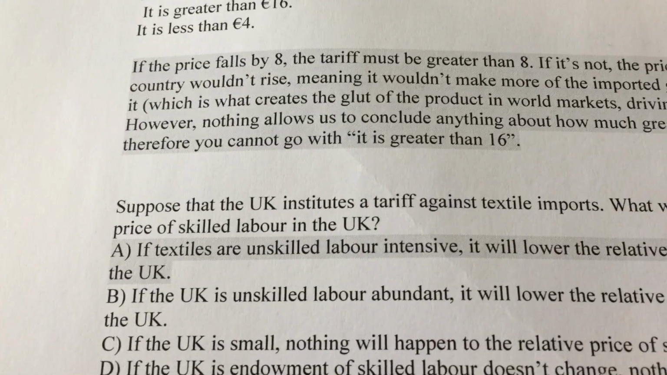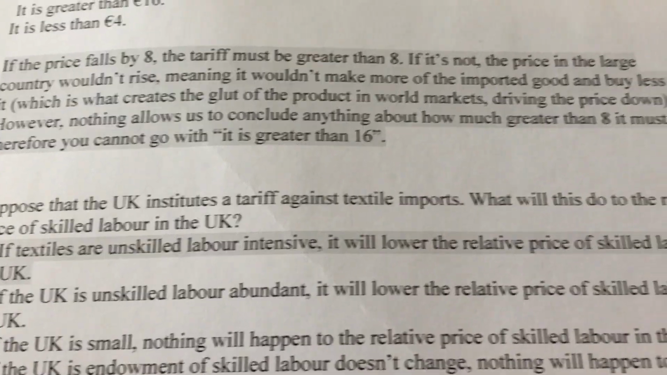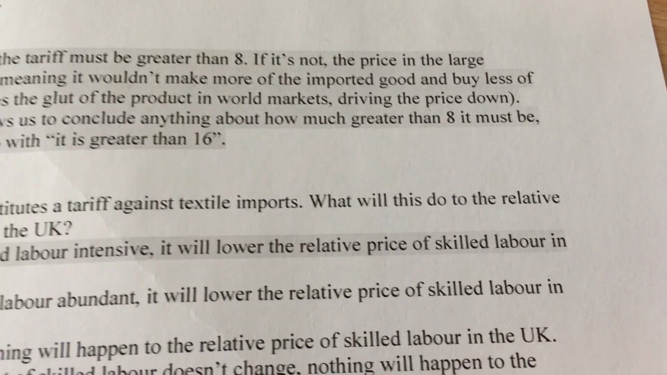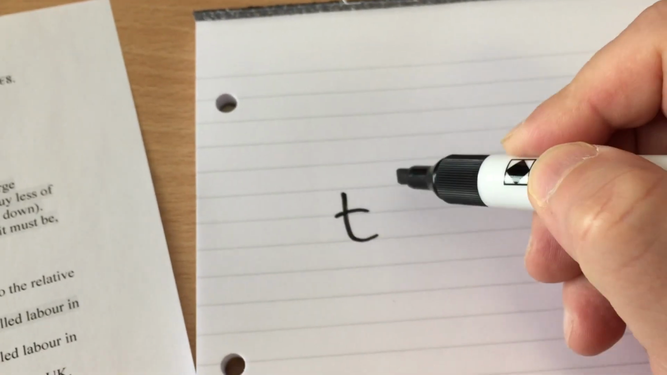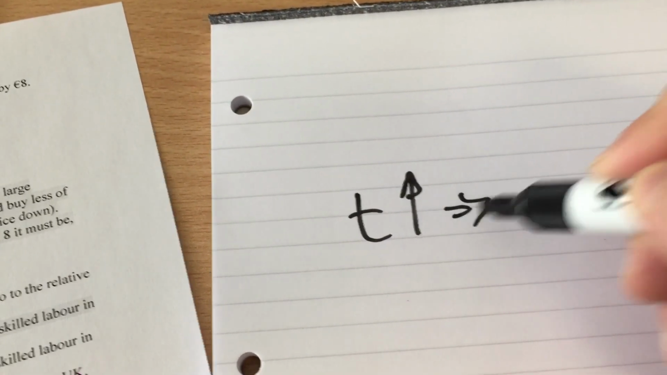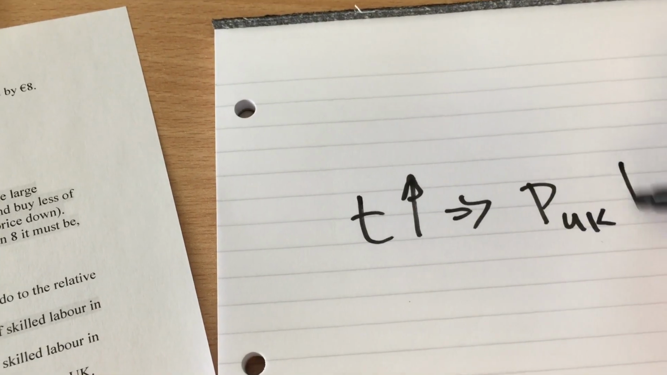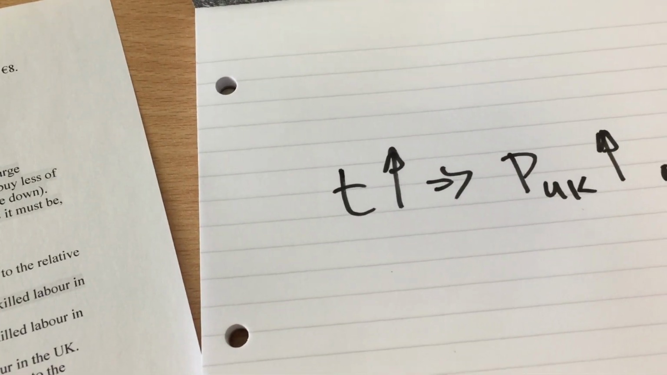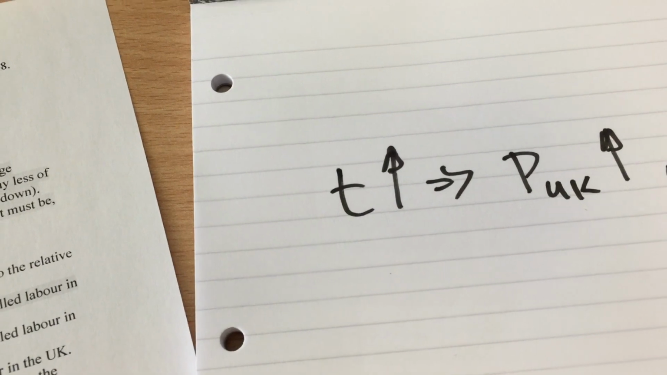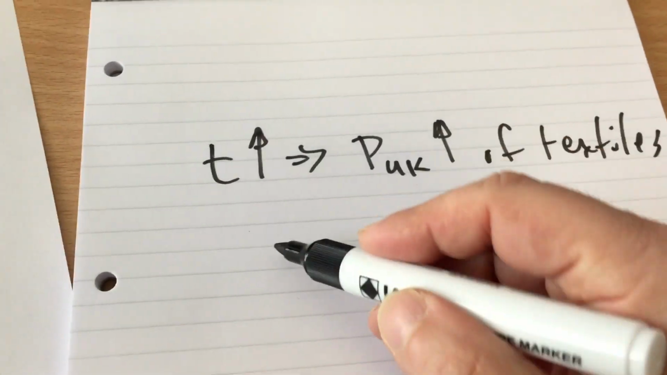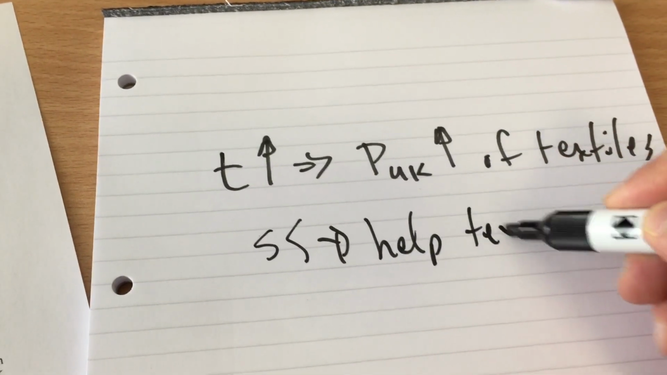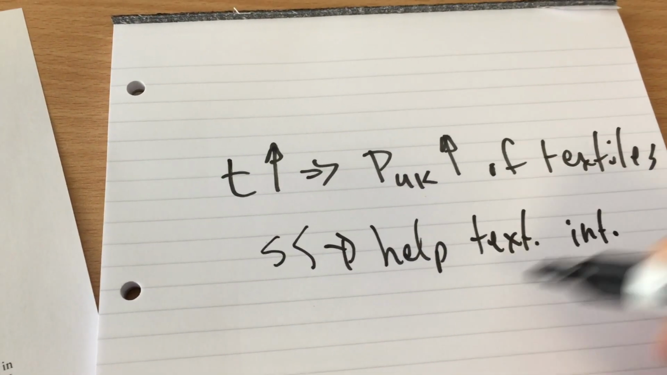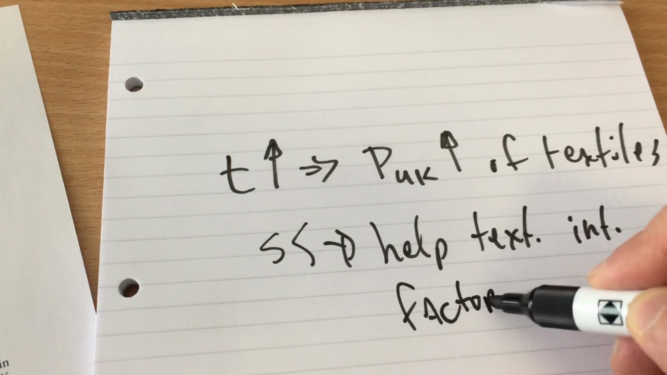Okay, so suppose that the UK institutes a tariff against textile imports. What will this do to the relative price of skilled labor in the UK? So what we know is that the tariff being added on is going to drive the price of textiles up in the UK. Now we know by the Stolper-Samuelson theorem, this is going to help the textiles intensive factor and hurt the other factor.